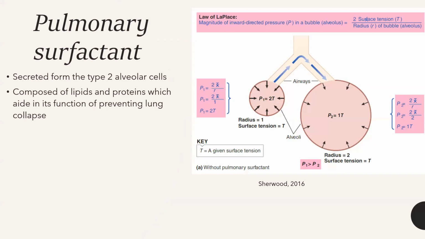Surfactant works by interspacing itself between water molecules and the fluid lining of the alveoli, and it works to lower alveolar surface tension. So it is secreted from type 2 alveolar cells, and its main composition is of proteins and lipids, which helps in its function.